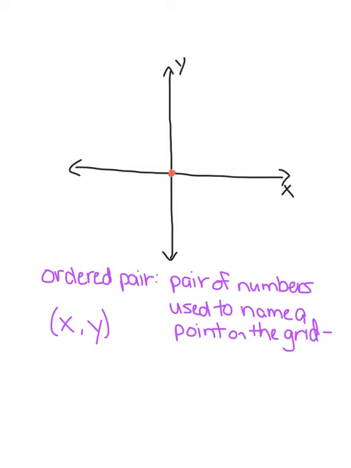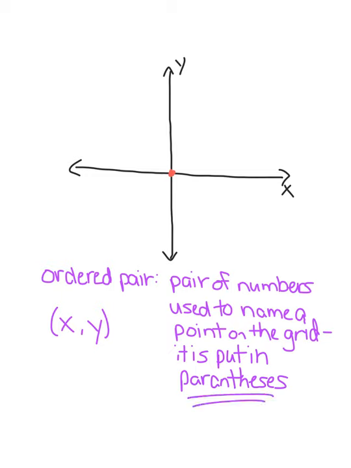And it is put in parentheses. If you don't put parentheses around your ordered pair, you are not listing a point. So if we want it to be a point, it needs to have parentheses. So make sure that you always have parentheses when you're writing ordered pairs.